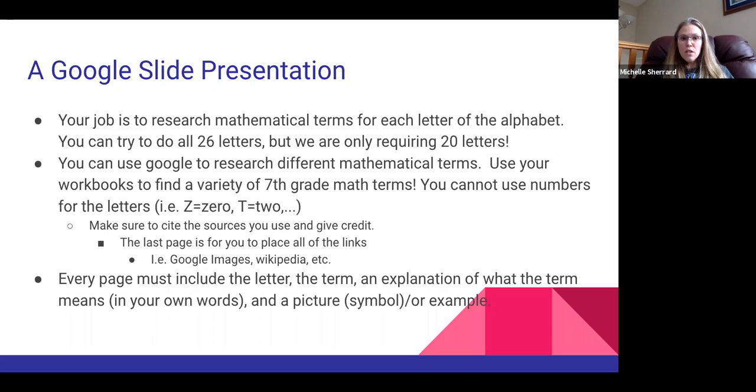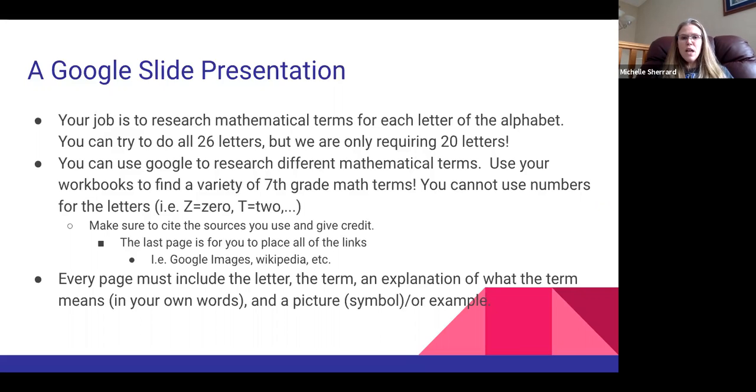You can use Google to search. You can just say, what is a math term for the letter M? And it will give you different math terms. There are some math dictionaries on there. You can use your workbooks or your notes to see what we've already done this year to fill in some, so it doesn't take as much time.